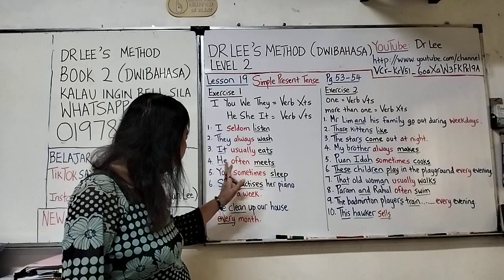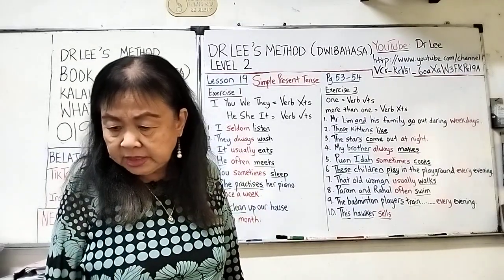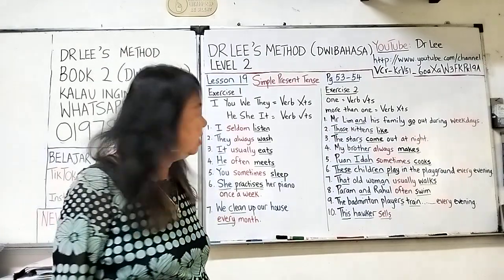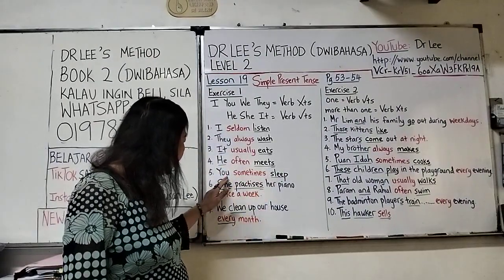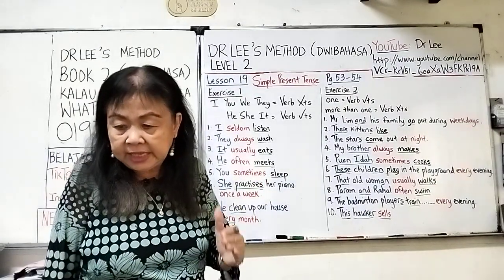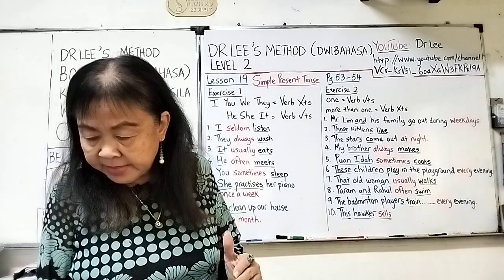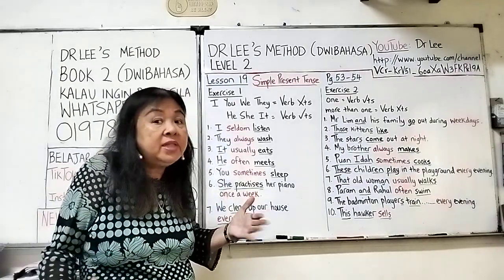He often meets up with his friends in the library. He, she, it, the verb you must put s. I, you, we, they, verb cannot put s. You sometimes sleep very early at night. Sometimes, but it still happens.